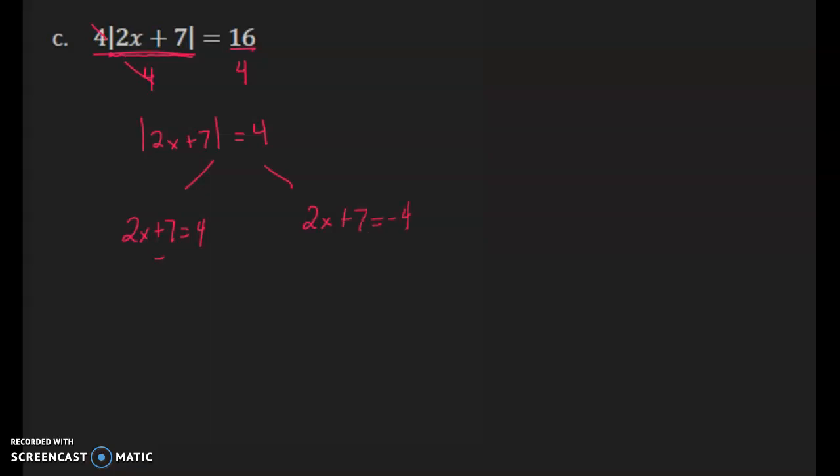Let's go ahead and solve. We subtract 7 from both sides. That's -3, and then we divide by 2. We can leave it as -3 over 2 or as -1.5. Either answer is okay. On this side, we subtract 7. We get 2x equals -11. We divide by 2. We can leave our answer as -11 over 2 or -5.5, which is the decimal form.